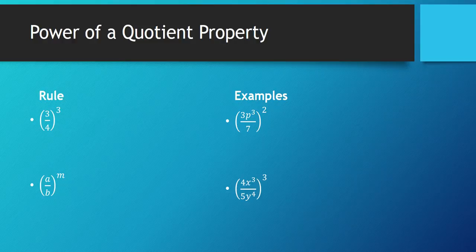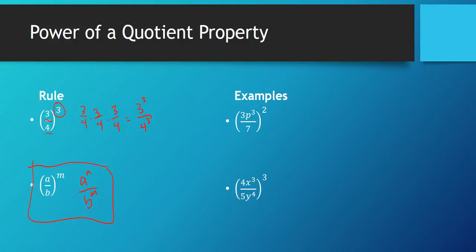Our second rule is the power of a quotient property. So if you have a quotient, you can apply the exponent to every term inside. So let's see how that works. So 3/4 to the 3rd would be 3/4 times itself 3 times. So my numerator has 3 3's, or 3 to the 3rd, and my denominator has 3 4's, or 4 to the 3rd. So I can apply that exponent to the numerator and the denominator. So my rule, if I have a over b to the m, is a to the m over b to the m. And just make sure I distribute that exponent to everything.